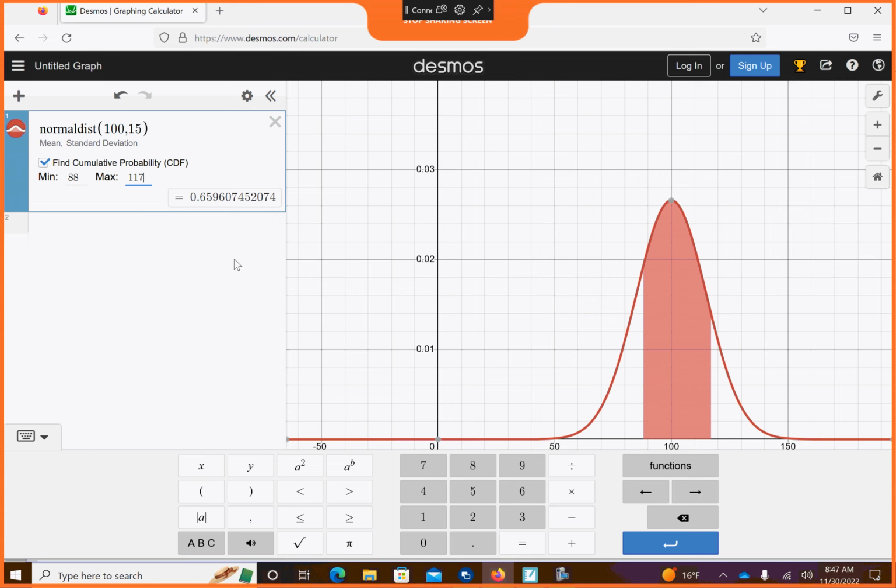All right. Let's see. What percentage of IQs are greater than 96? So if I want to figure out what's greater than 96, I would have the bottom bound be this, and I'd have the top bound be infinity. And 60.5% of the population would have an IQ above 96.